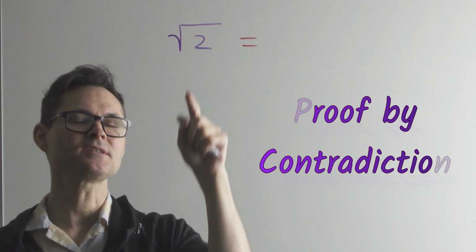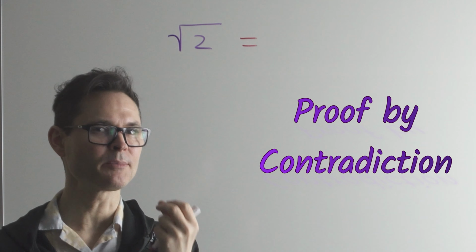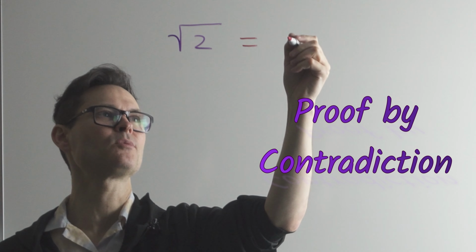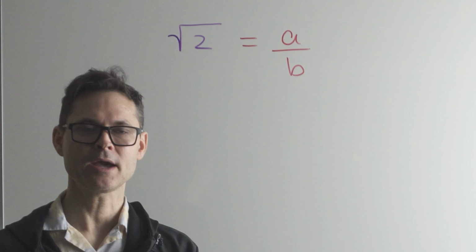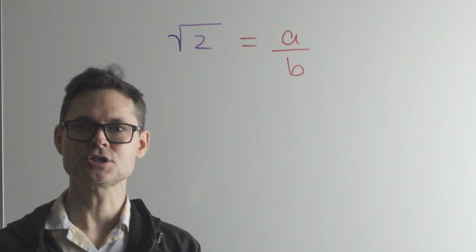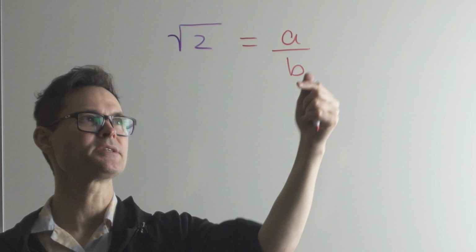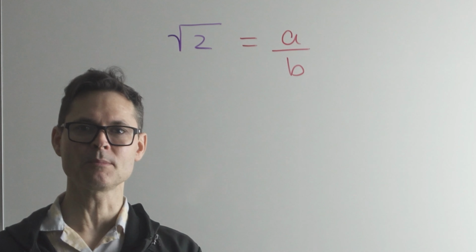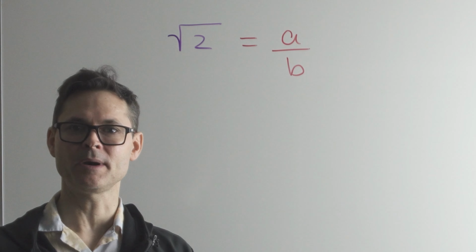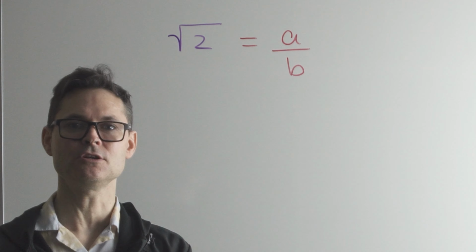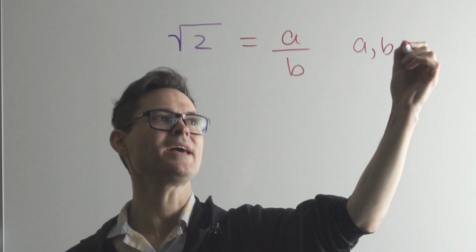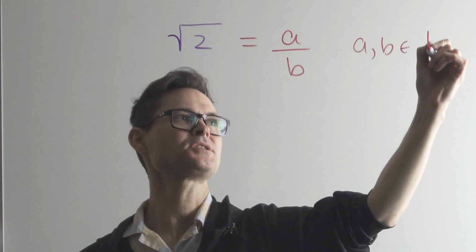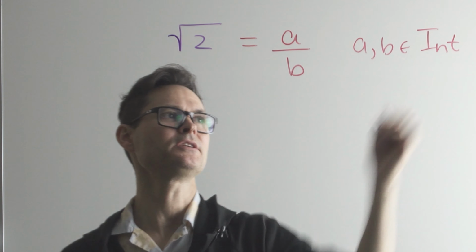So to suggest that this is irrational, remember what that means. It means it cannot be written as the ratio of two integers, okay? That's the definition of the irrational. A rational number is a number that can be written in the form of an integer divided by an integer. So a and b must be integers here, okay? So what we do is we assume that it is. I'm just going to say int for integer.